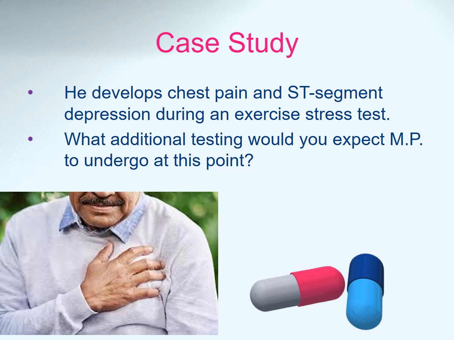So our patient develops chest pain and ST segment depression during an exercise stress test. What additional testing do you think that we're going to have for this patient? Again, the echo, exercise stress test, EBCT, CCTA, and cardiac cath.